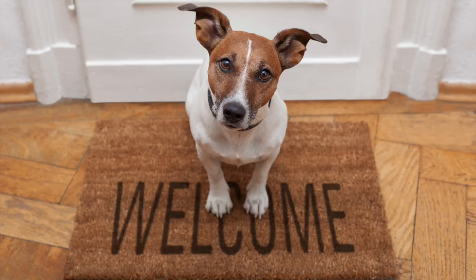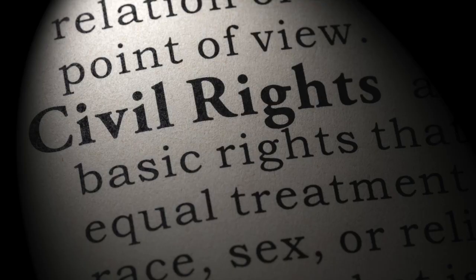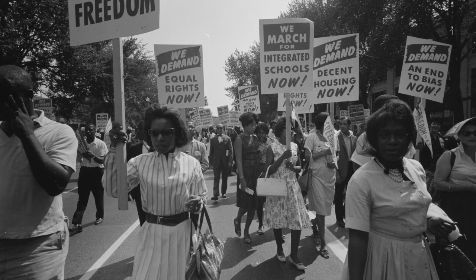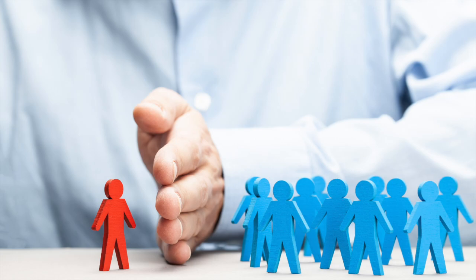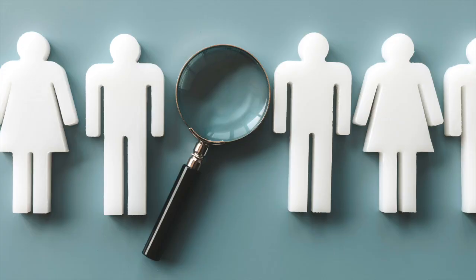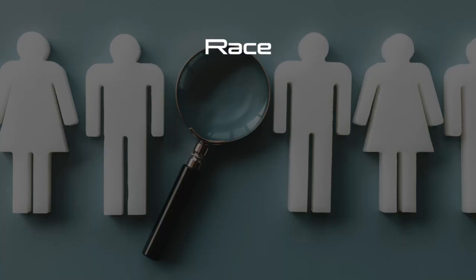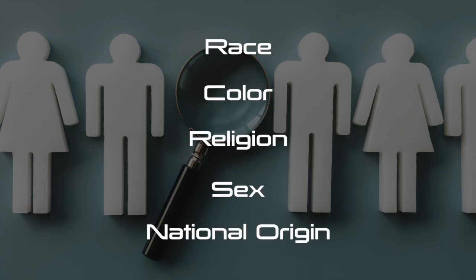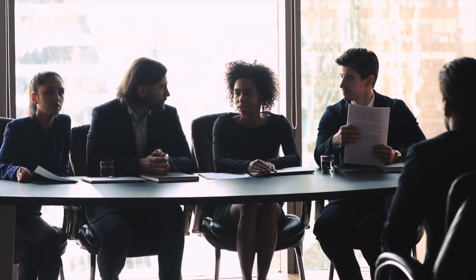Hello and welcome. Today we're talking about Title VII of the Civil Rights Act of 1964 and how it protects employees from discrimination in the workplace. Title VII prohibits employment discrimination based on race, color, religion, sex, or national origin. This means employers cannot make hiring, promotion, or termination decisions based on these protected characteristics.